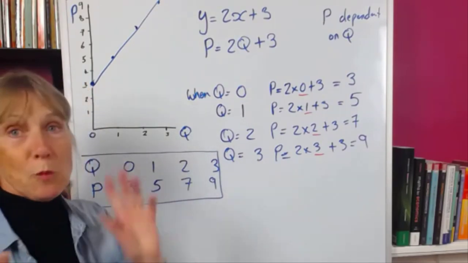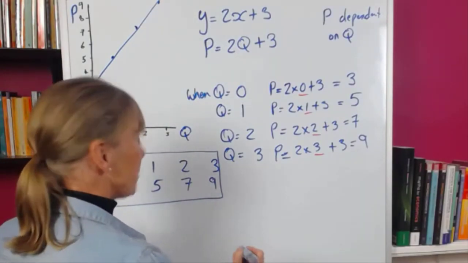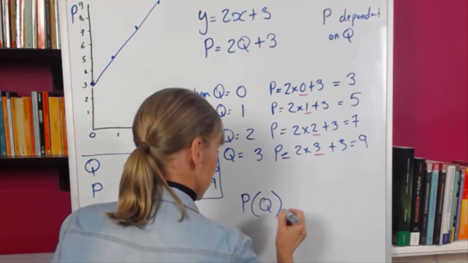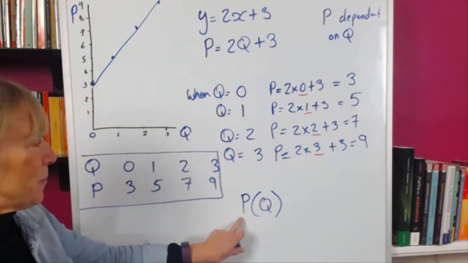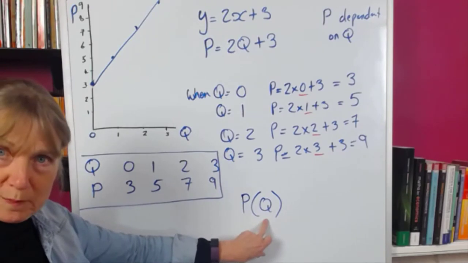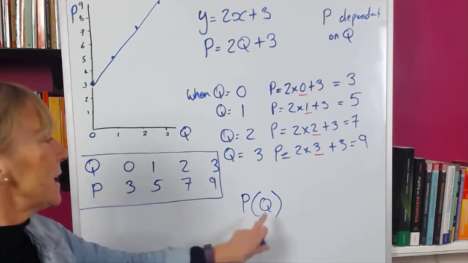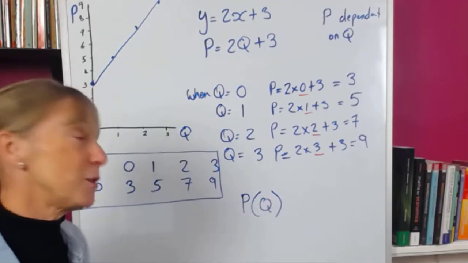So just a little bit more notation, because this is our first video. What we have here is P is a function of Q. So this tells us that this relies on the value of Q. So we can put any value in there and we'll get a value for P.